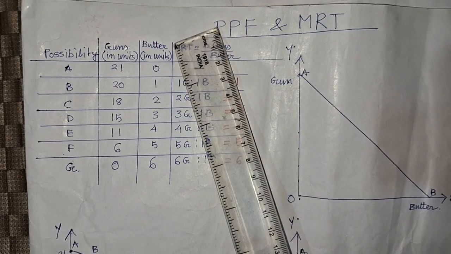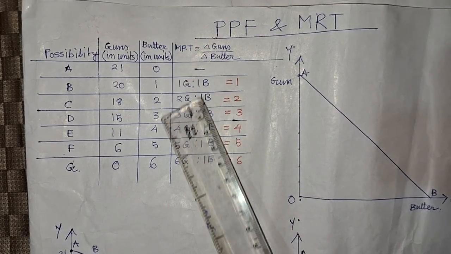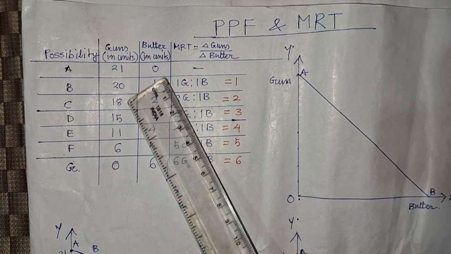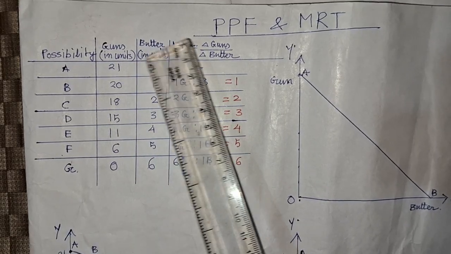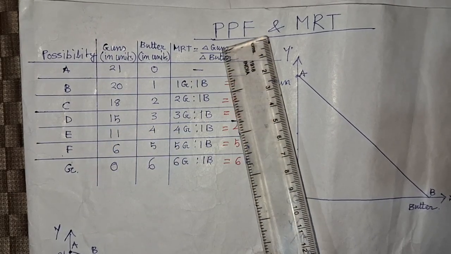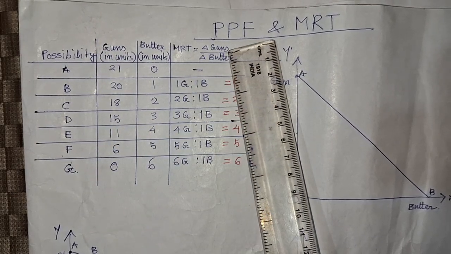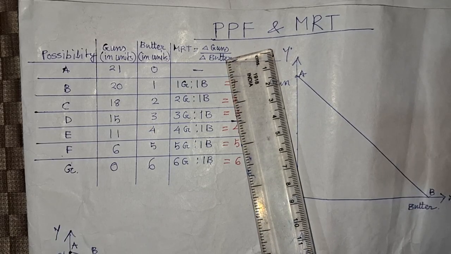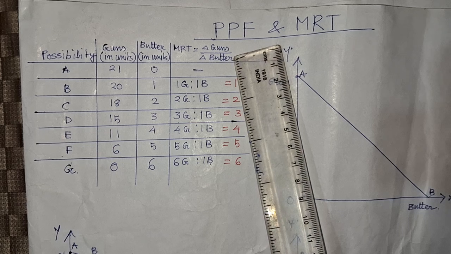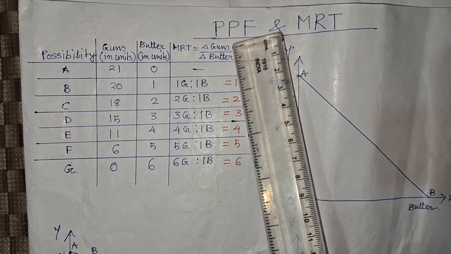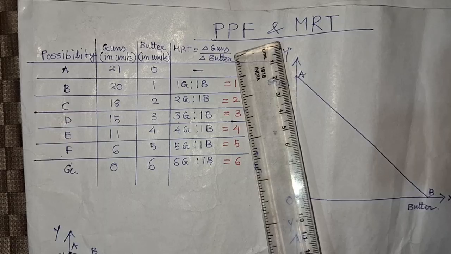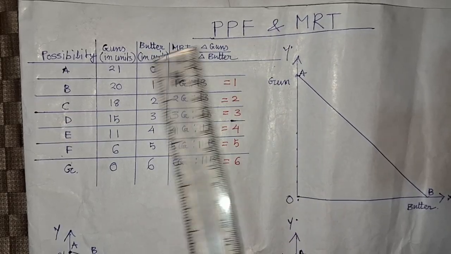So here we can see we are increasing the production of butter, and that's why we have to sacrifice the production of guns. There are 7 possibilities, A to G, and marginal rate of transformation is the number of units of goods sacrificed divided by the number of units of goods increased, that is delta guns by delta butter, because guns are sacrificed and butter is increased. So now we can see the points.